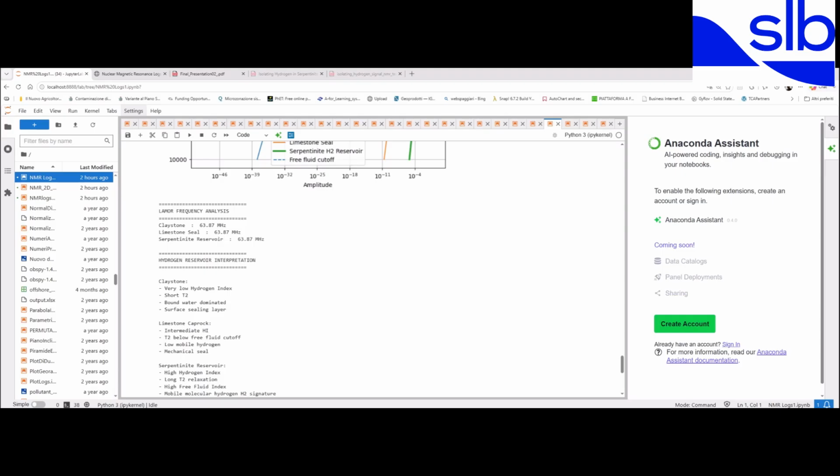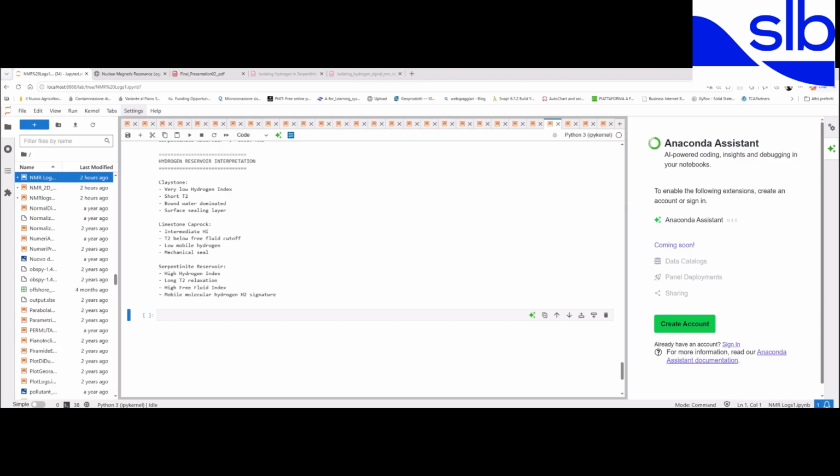We have also analyzed the Larmor frequencies for the hydrogen reservoir interpretation. Claystone has a very low index, boundary water dominated. The limestone is intermediate, because of the presence of brucite, which produces intermediate hydrogen, T2 below the free fluid cutoff, low mobile hydrogen. Serpentinite has a high hydrogen index. We have an intermediate hydrogen index because there is the presence of brucite. Low T2 and a high free fluid index give the molecular signature.